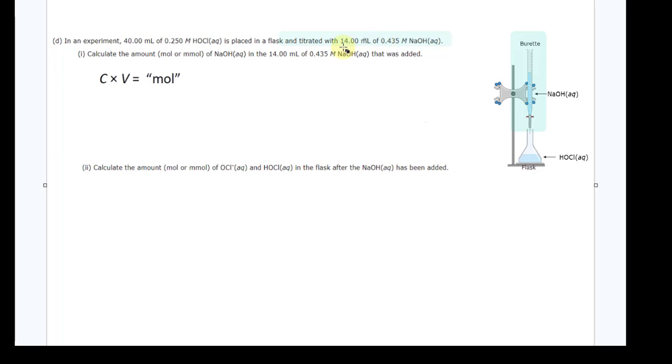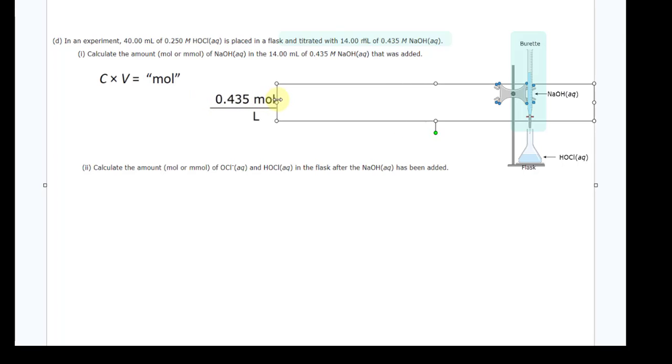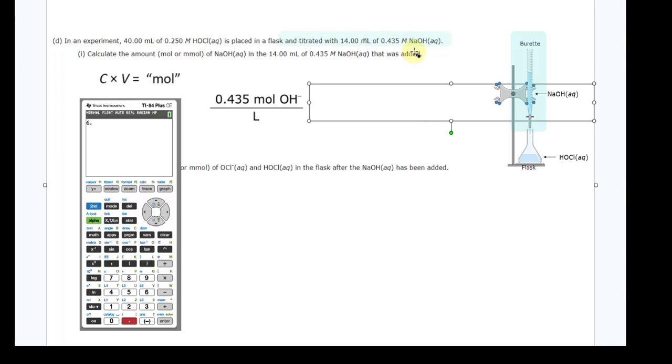I'm dealing with sodium hydroxide, so 14 mLs of 0.435 molar. Of course, we know that 0.435 molar means moles per liter. I mean, that's an automatic again. This M is an abbreviation. Moles per liter. We have 6.02 times 10 to the 23 of these hydroxide polyatomic ions times 0.435 in a liter. Quite a few little hydroxides floating around.